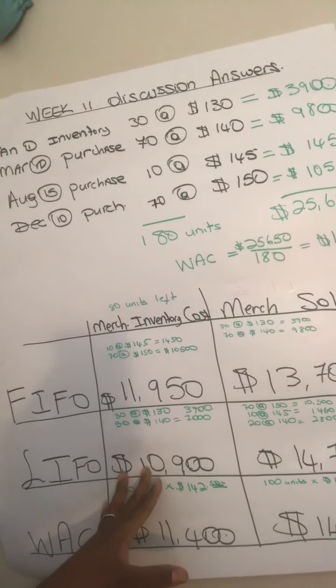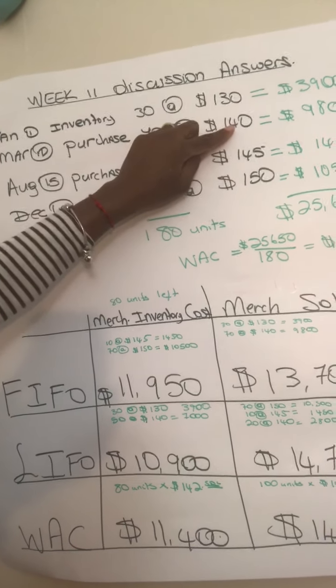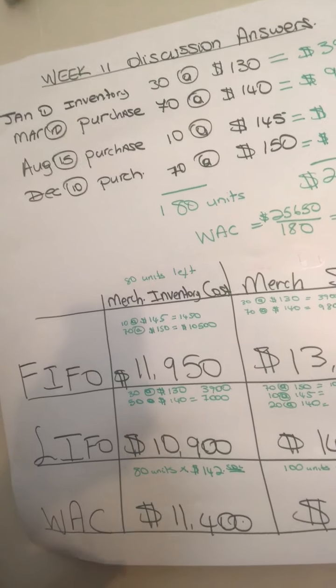For the merchandise that's left over, I have 50 left over here at 140, and those 30 units at 130, to give me 10,900.